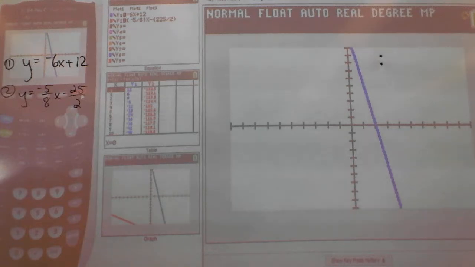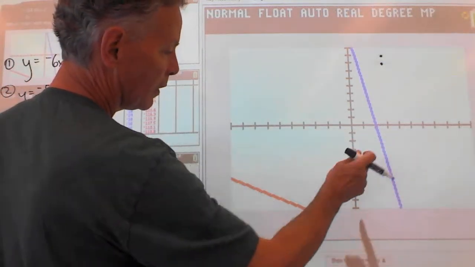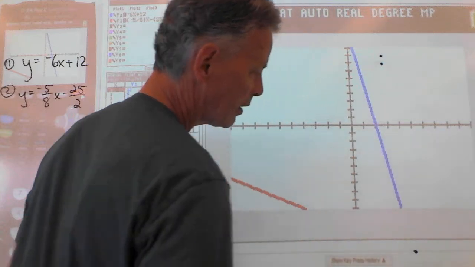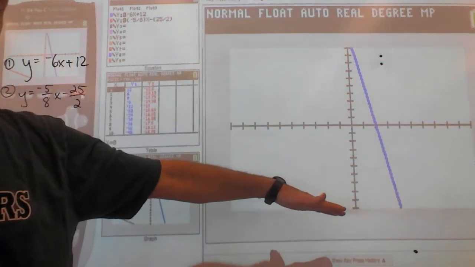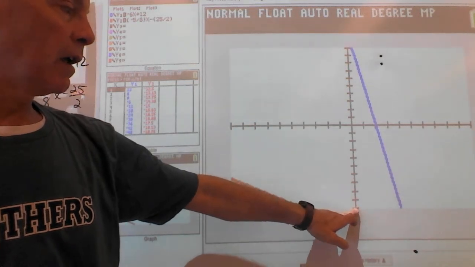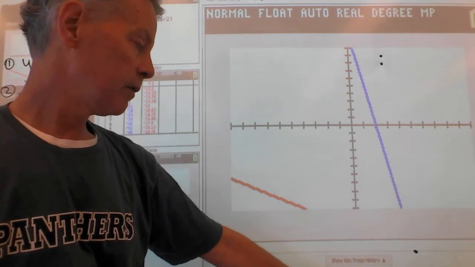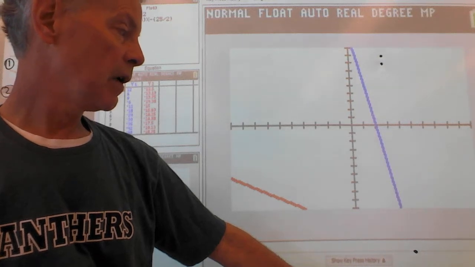Now, you see we have a problem. By looking at these two lines, we can see they're probably going to intersect somewhere around here, which is basically off the chart, right? Our y-axis only goes to -10. We need it to go further in order to show us where that intersection point is.